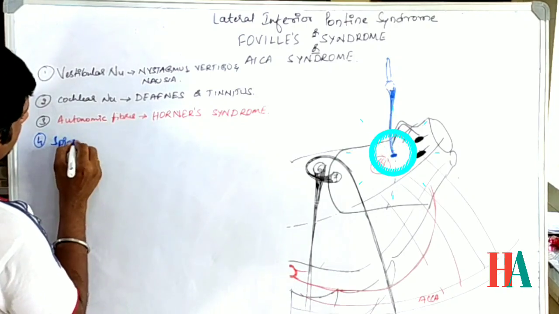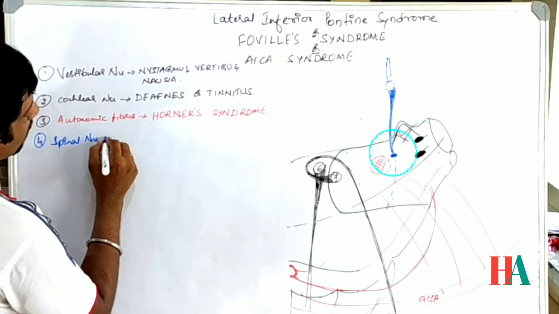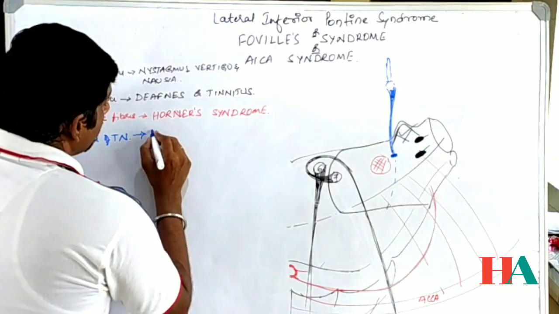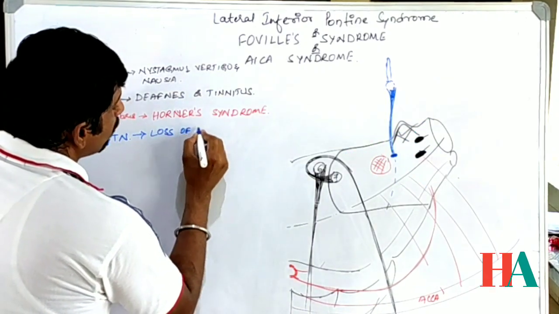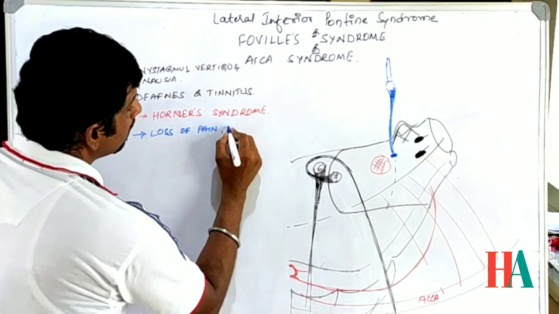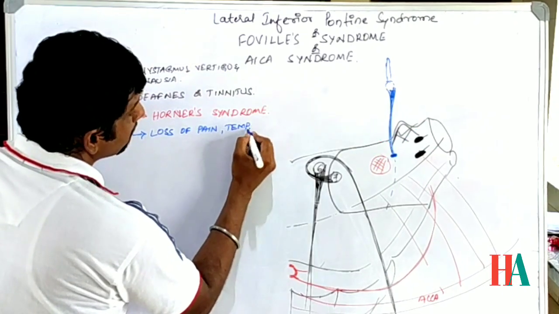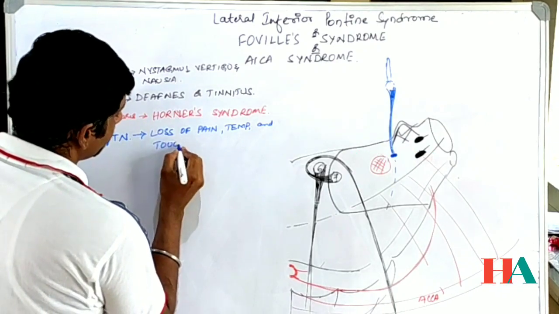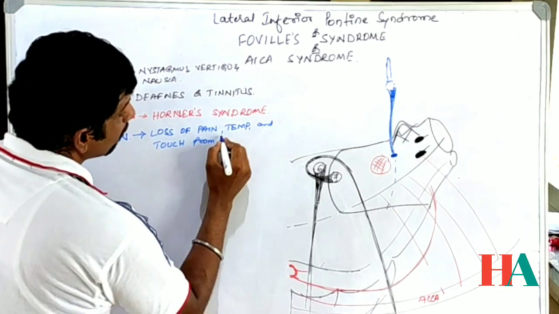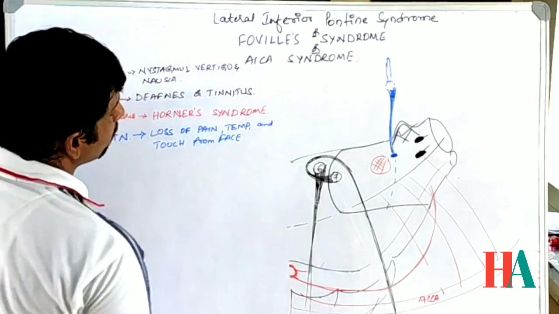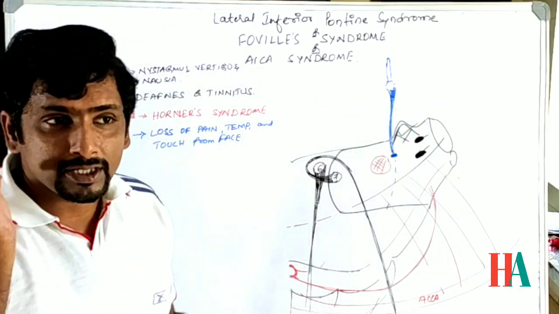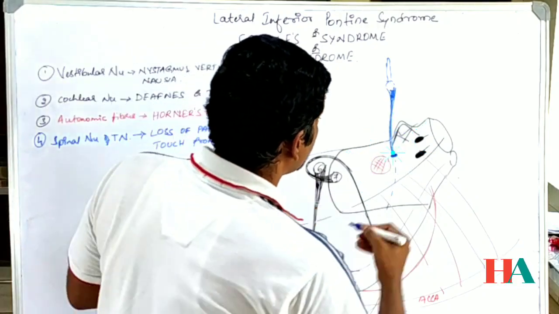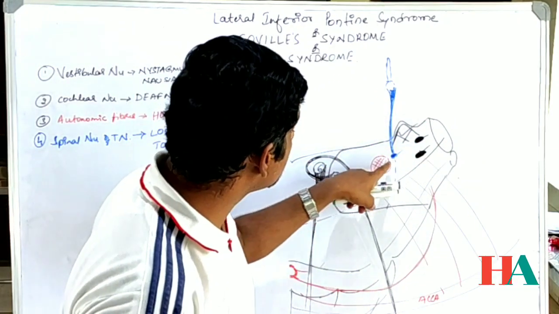the spinal nucleus of the trigeminal nerve, which involves loss of pain, temperature, and touch from the face. From the face, pain, temperature, and touch sensation will be lost. Okay, this is another one. This is also over, and these are all over.